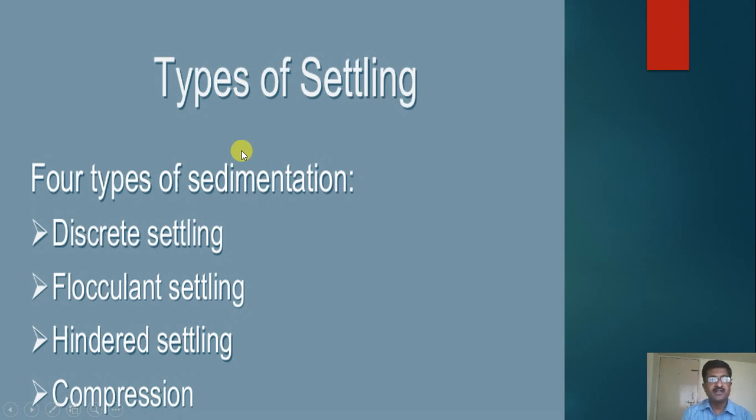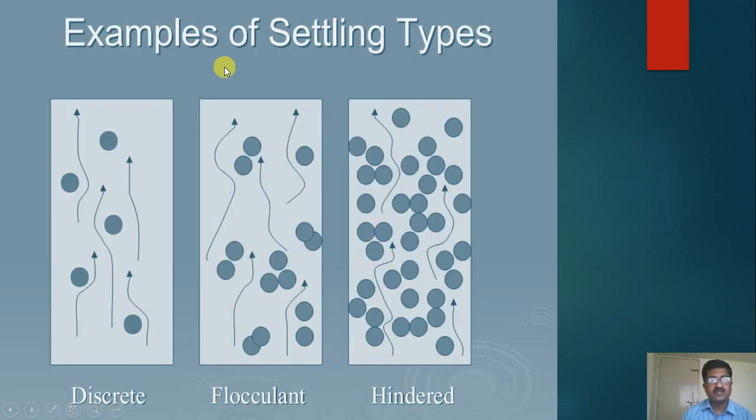Now what are the types of settling? There are 4 types of sedimentation: discrete settling, flocculent settling, hindered settling, and compression. You can see the particles and the velocity of travel in the three types: discrete settling, flocculent settling, and hindered settling. In discrete settling, the quantity of particles is less. So we will see one by one what discrete, flocculent and hindered are.